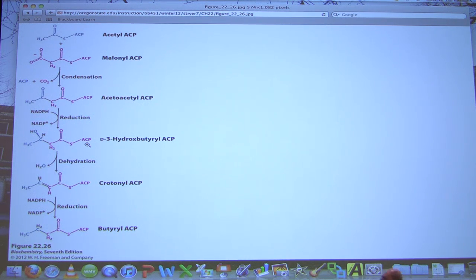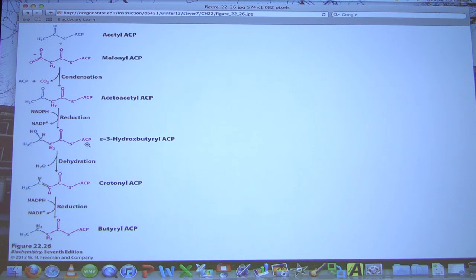There we go. We basically saw a chemical reversal of the oxidation reactions, starting with a condensation, whereas before in the corresponding reactions in the oxidation we had thiolytic cleavage. A reduction, where previously we had an oxidation. A dehydration, where we previously had a hydration. And last, a reduction, where previously we had an oxidation.